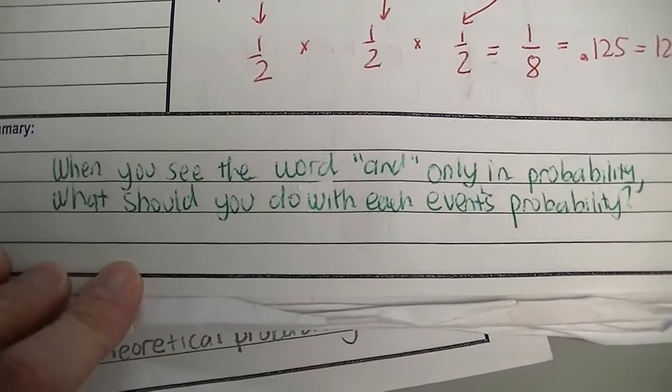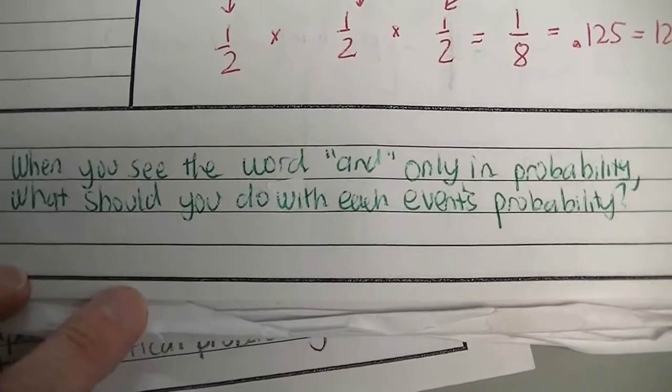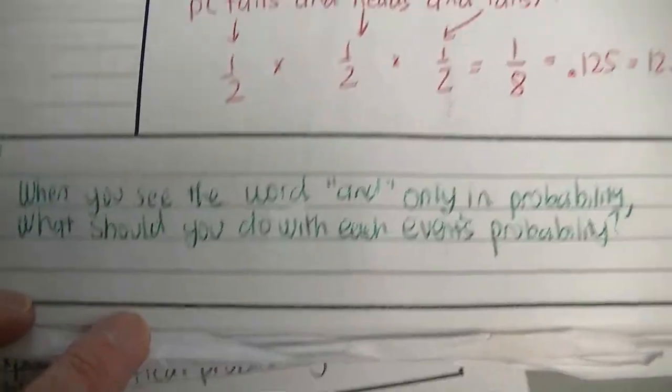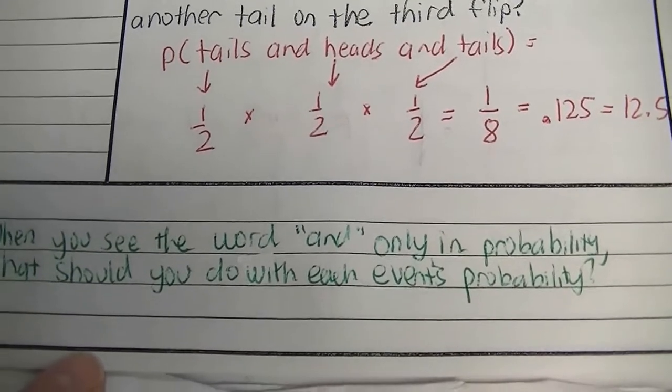Okay, for your summary, when you see the word and only in probability, what should you do with each event's probability? Here's a hint. What did we do? We see the word and in probability.